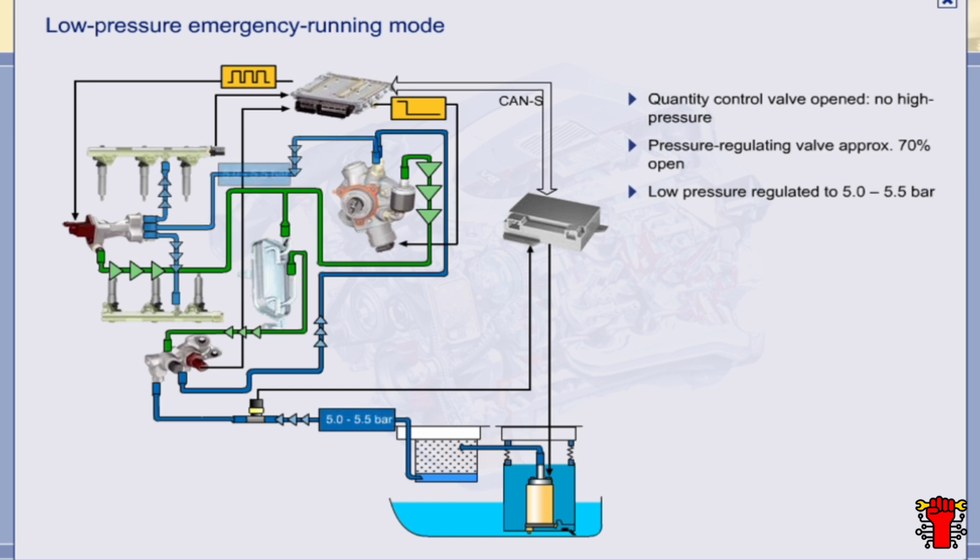This means that the rails are only supplied with fuel from the low-pressure fuel pump, in other words, at a pressure of 5 to 5.5 bar. The low rail pressure is compensated for by actuating the injectors for a longer period. The stratified-charge mode is not permitted during low-pressure emergency operation. Engine power is reduced to the extent that it's only possible to achieve a top speed of 70 km per hour.